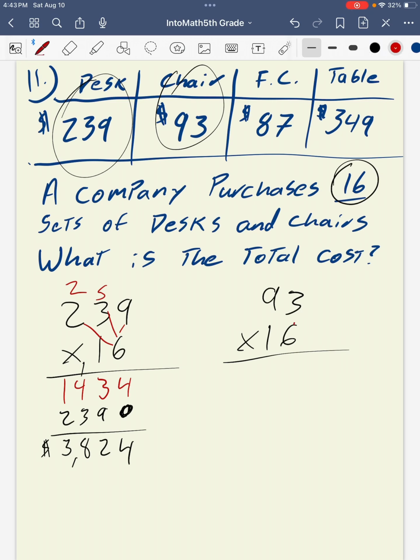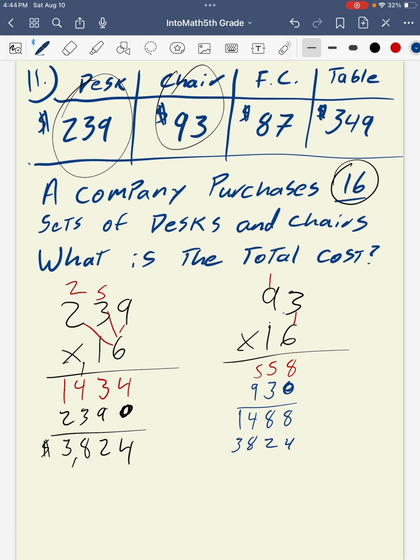Now we do the chairs. 93 times 16. We have 6 times 3 for an 18. 6 times 9 for 54 plus an additional 1, 55. I'm now into my tens. Make sure I put a placeholder 0 because I'm no longer multiplying by ones. 1 times 3 is 3. 1 times 9 is 9. Add it all up. 8 plus 0 is 8. 5 plus 3 is 8. 5 plus 9 is 14. And I have $1,488 is the total cost for the chairs.